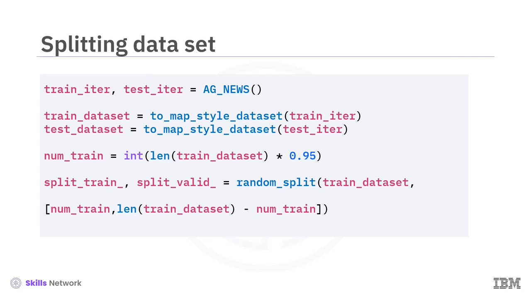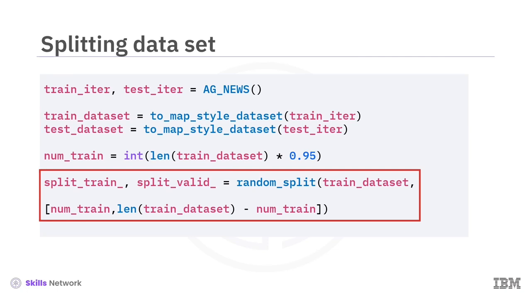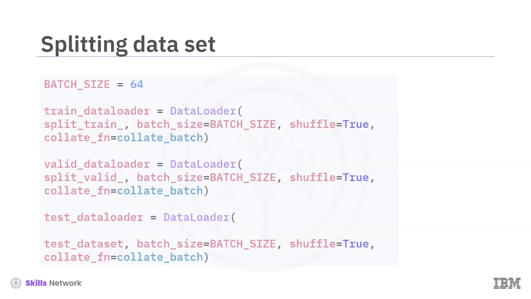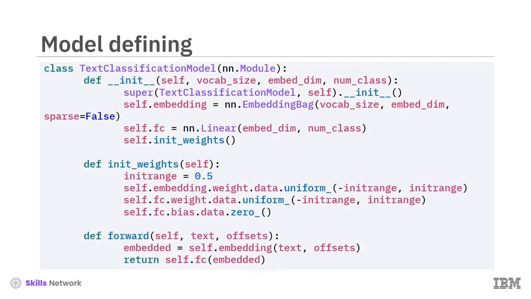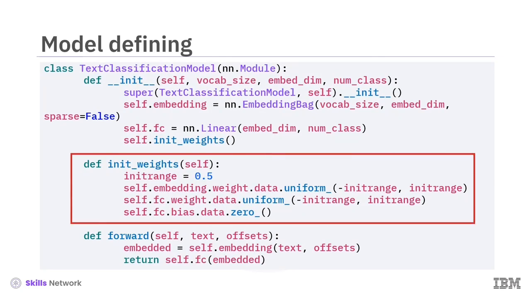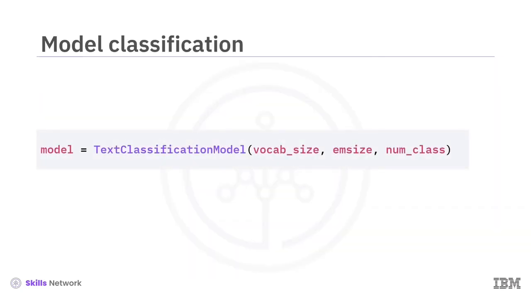Create 2 iterators for the AG News dataset, where one contains only training. Further, split the training data into training and validation. After splitting, data loaders are set up for training, validation, and testing. Batch size specifies the sample count for gradient approximation, and shuffling the data promotes better optimization. These are the codes that you can use to define your model. When you do so, init weights helps with optimization. This code creates an instance of the text classification model.